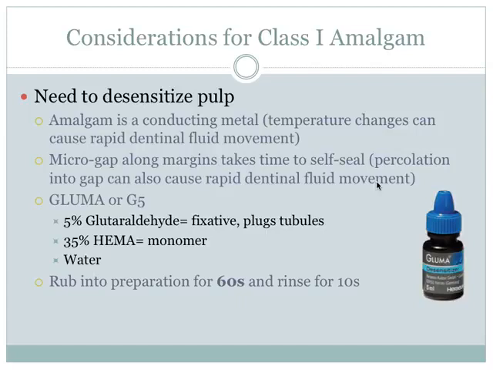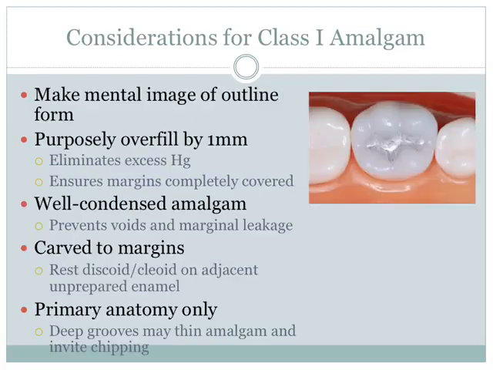So amalgam is a conducting metal, and it takes a while to seal, so desensitizing the pulp is essential, especially if your preparation was pretty deep into dentin. One of the things you can use is Gluma, and I have it pictured here. Basically rub it into the preparation with a micro brush for about a minute, and then you can rinse it off afterwards. And this helps to plug up the dentinal tubules to eliminate some of this post-operative sensitivity that a patient can experience.